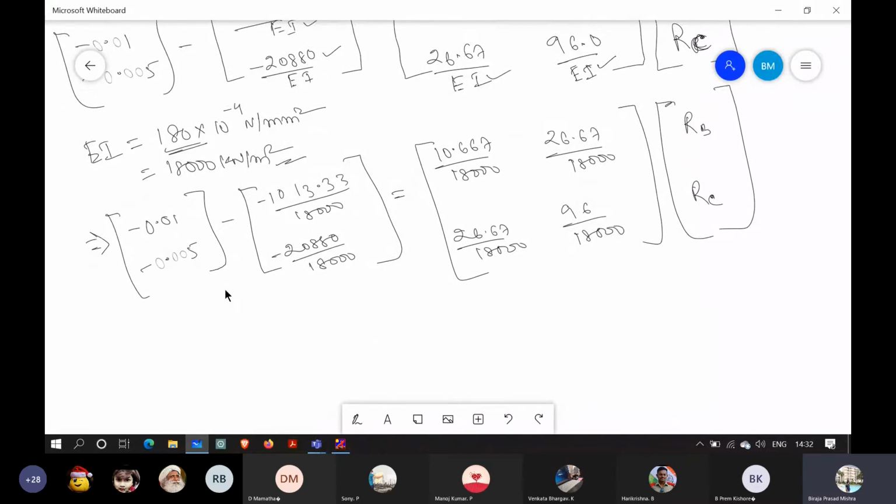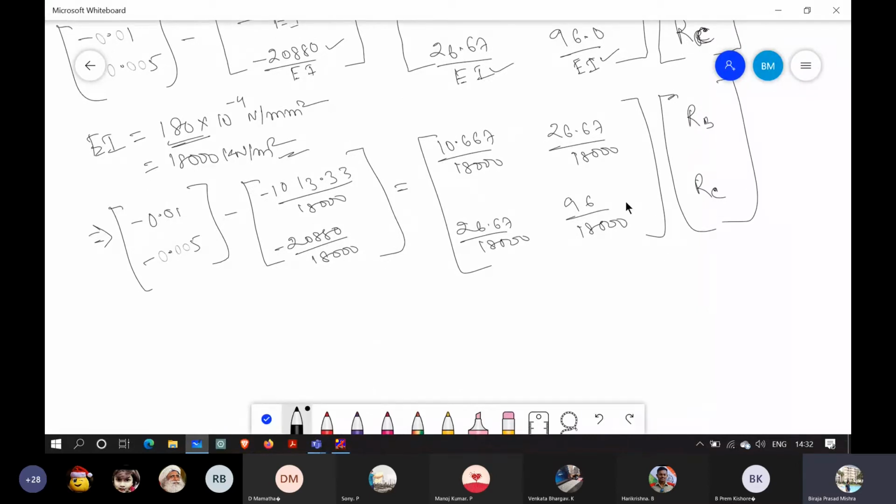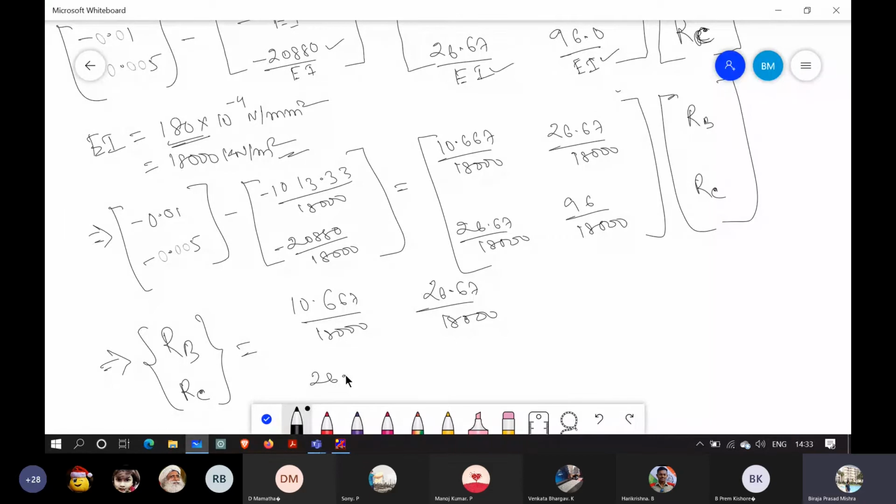So if you inverse this one, we can write RB and RC equals the inverse of the matrix: 10.667 divided by 18,000, 26.67 divided by 18,000, again 26.67 divided by 18,000, and 96 by 18,000.